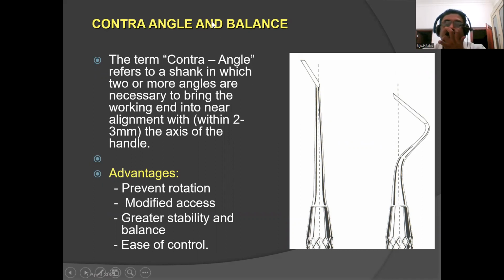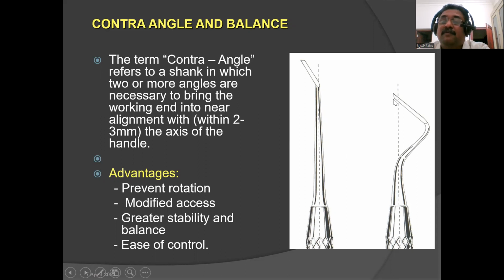Now, in the first picture, the dotted line shows the long axis of the handle, and in the blade portion there's one angle and the blade tip is away from the long axis of the handle. If you use this instrument on a patient, when you give force, the end of the instrument may slip out from your hand. So the purpose of giving more angles is to bring the cutting end or the blade tip close to the long axis of the handle. Usually it should lie within 2 to 3 millimeters of the long axis.